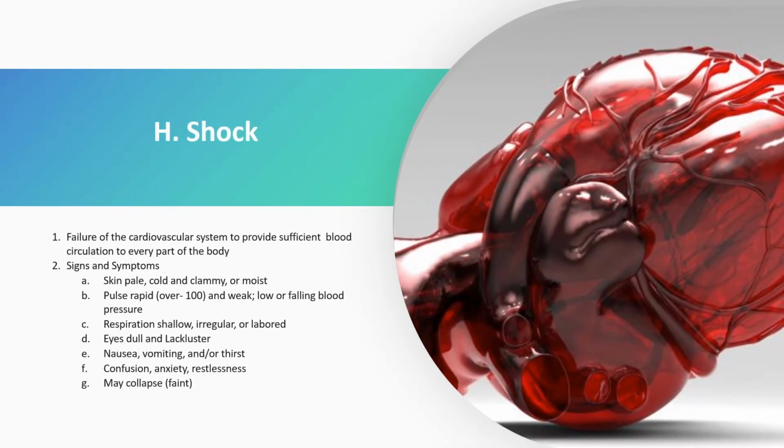Shock. Failure of the cardiovascular system to provide sufficient blood circulation to every part of the body. Signs and symptoms: skin is pale, cold, and clammy or moist. Pulse is rapid, usually over 100 beats per minute, and weak. Low or falling blood pressure. The respiration shallow, irregular, or labored. Eyes dull and lackluster. Nausea, vomiting, and/or thirst. Confusion, anxiety, restlessness. May collapse.